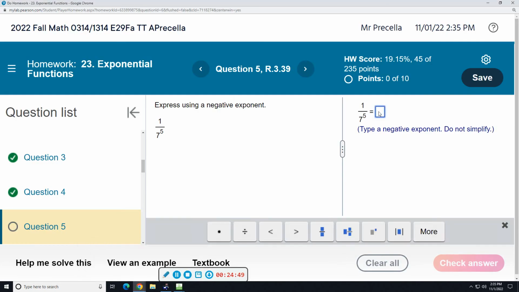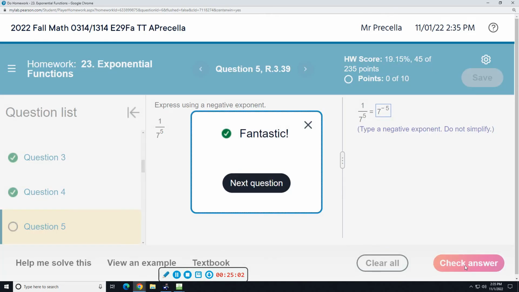So 7 raised to the negative 5th. We're flying through here.